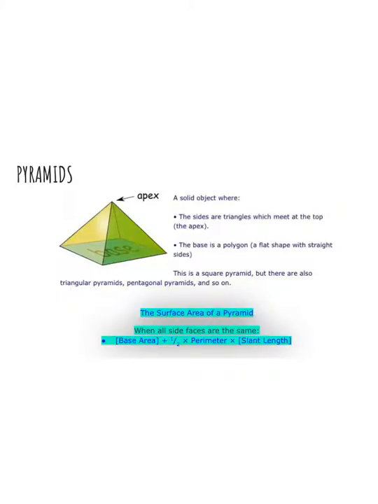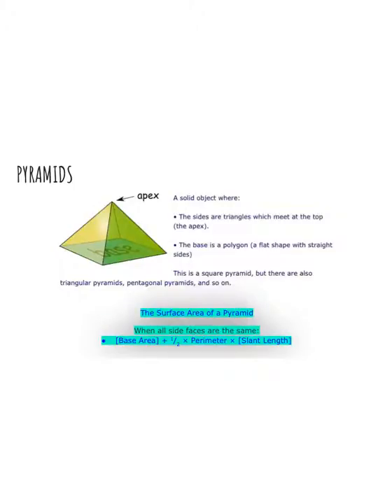So a pyramid is a solid object where all the sides are triangles and they meet at the top at one point. Now we often think of square-based pyramids where the base is a square, but really with a pyramid the base can be any polygon. It can be a hexagon, it could be a rectangle. The sides are always triangles though.